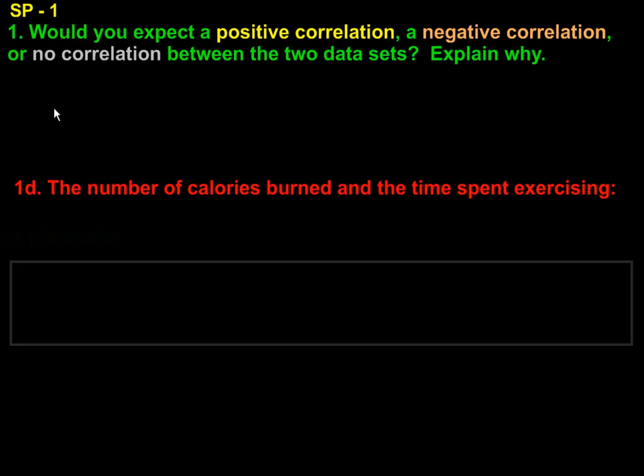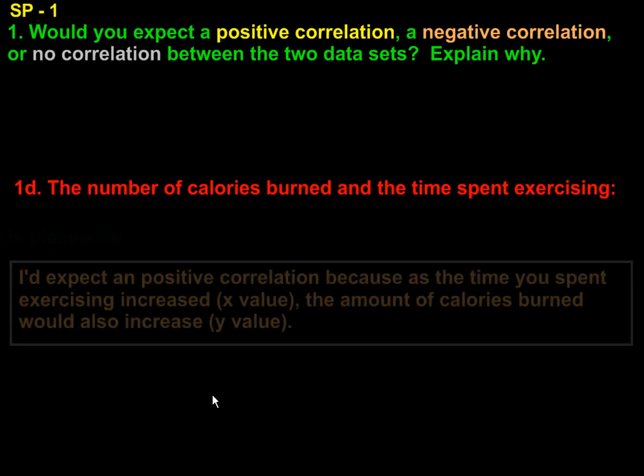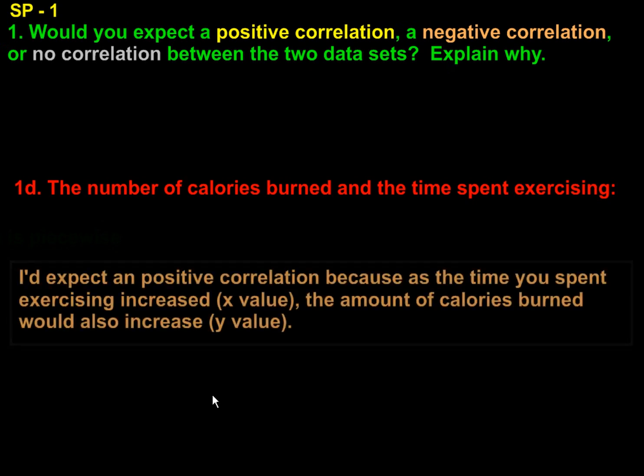So for SP1, number 1, would you expect a positive correlation, a negative correlation, or no correlation between the two sets of data? Explain why. So for 1D, you have the number of calories burned and the time spent exercising. Well, you should expect a positive correlation or a positive relationship, because as the time you spent exercising increased, the amount of calories that you burn would also increase.